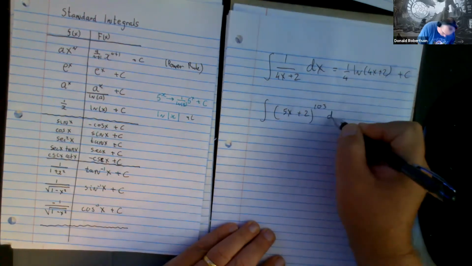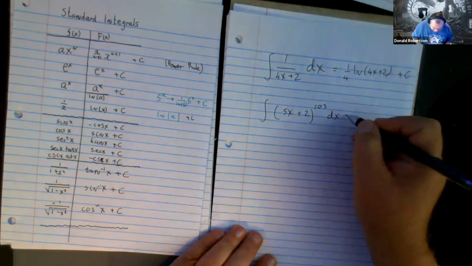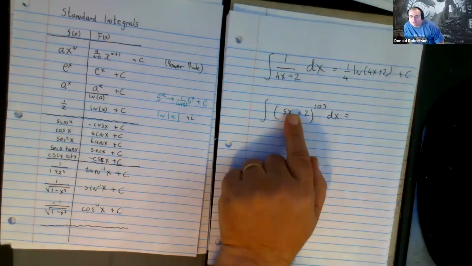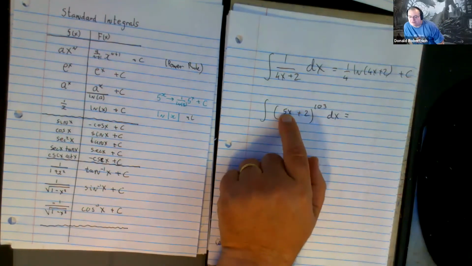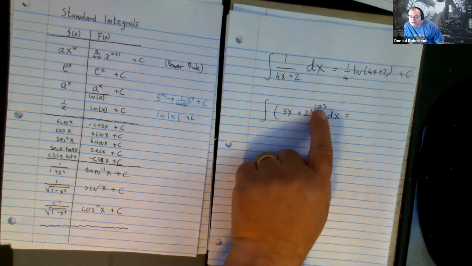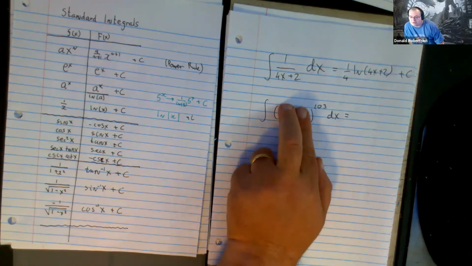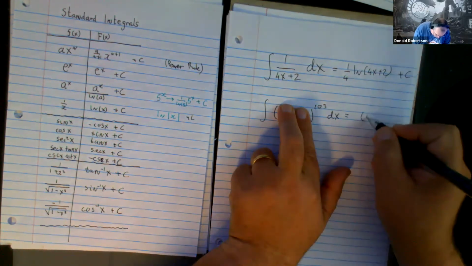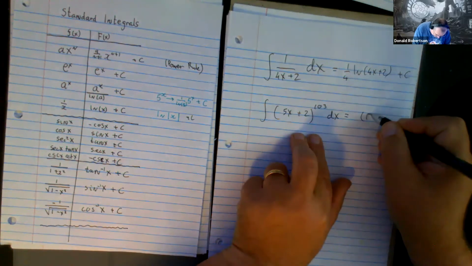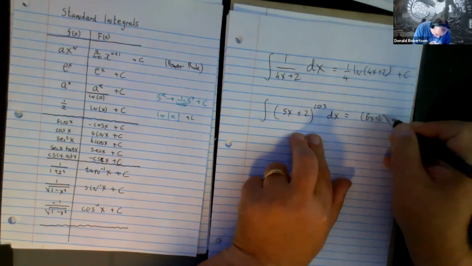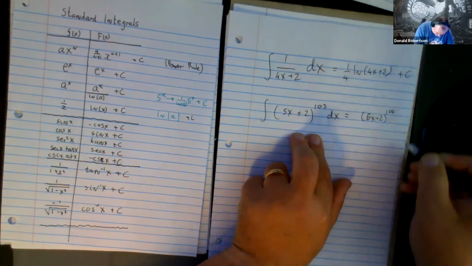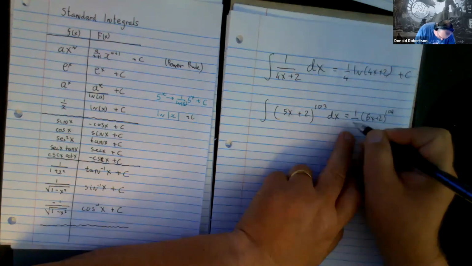Just picking deliberately ugly numbers. When I look at this, I don't necessarily think of it as a 5x plus 2 to the power of 103. I just think of that as a power rule, right? As something to the power of 103. And according to the power rule, the something gets 1 added to its power, right? And then you divide by the new power.